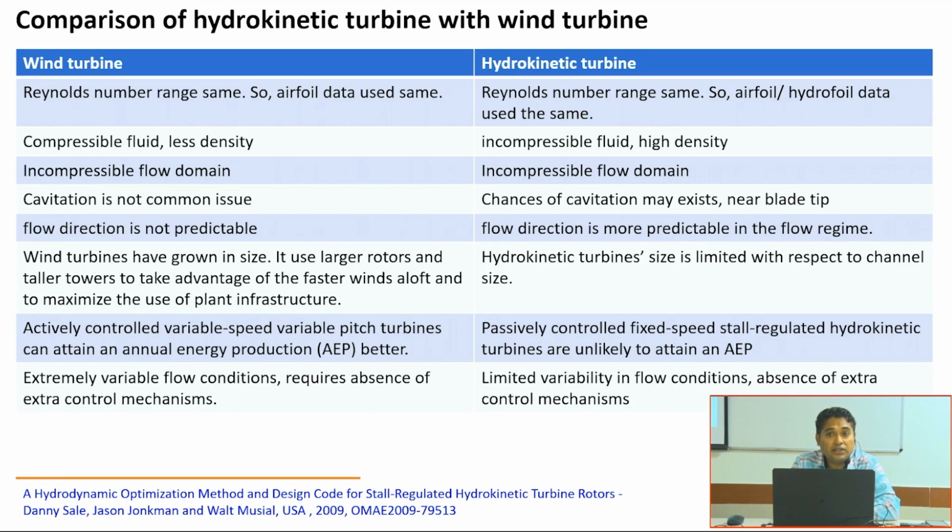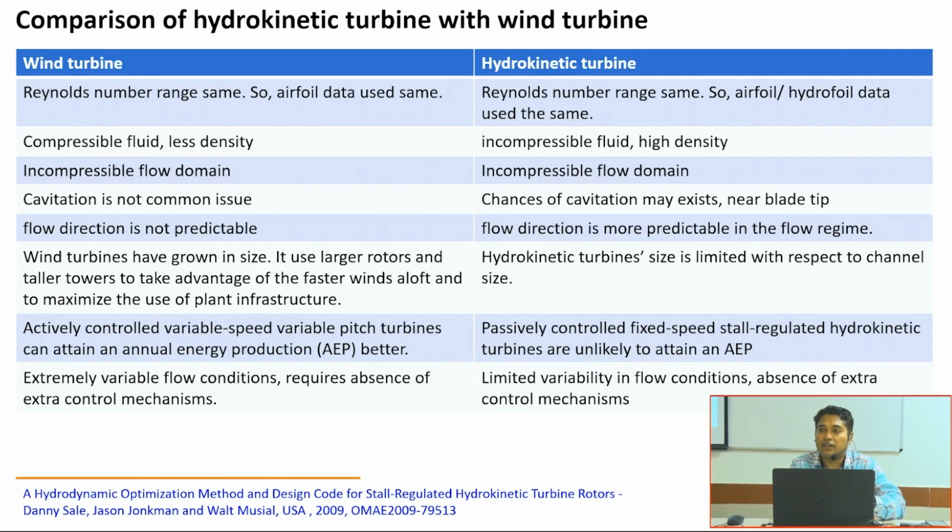So, the flow direction we have already discussed, because the flow which we are getting for the hydrokinetic turbine is in a structured way. So, the flow direction will be very much structured in the case of the hydrokinetic turbine, but in the case of the wind turbine it is random.